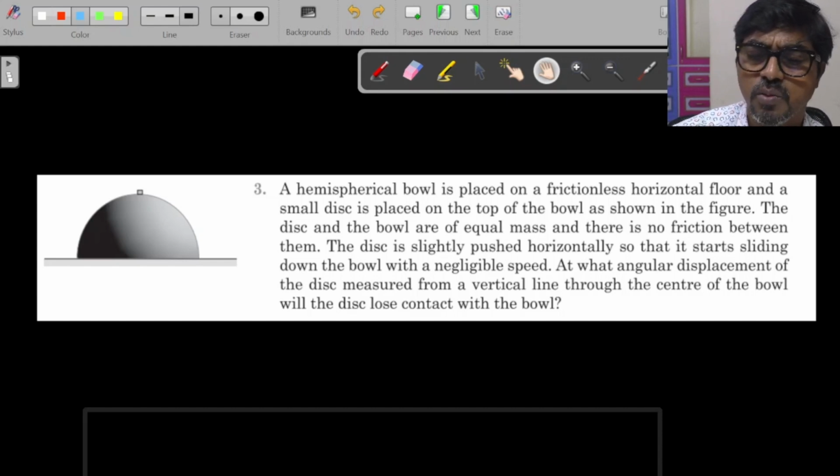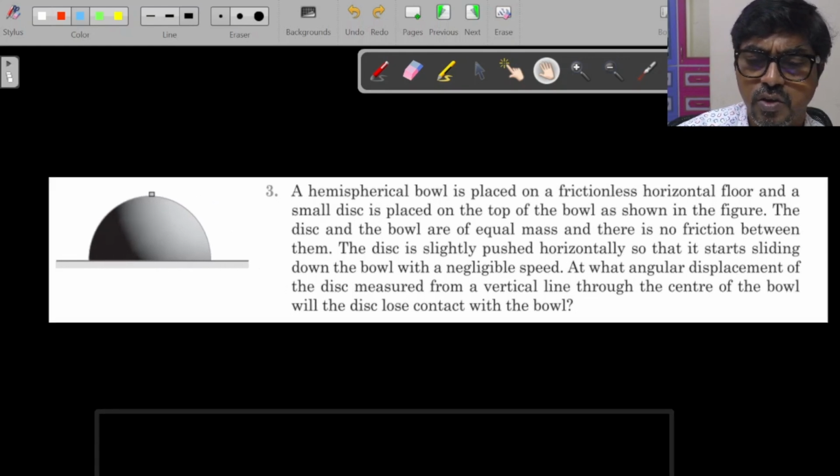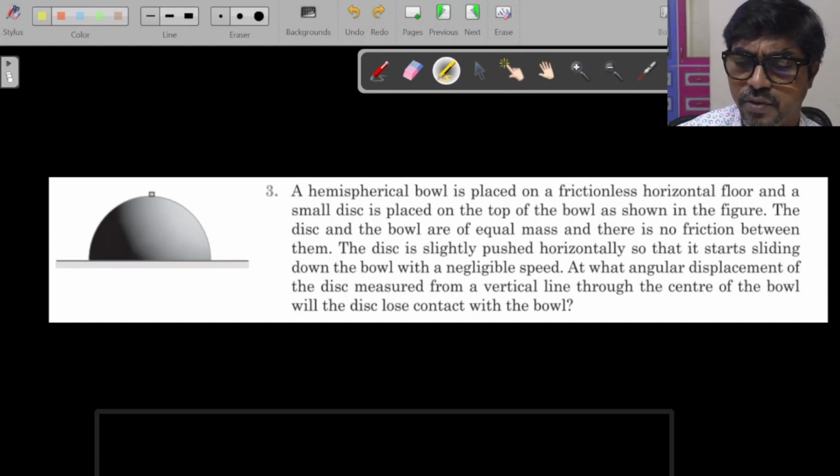A hemispherical bowl is placed on a frictionless horizontal floor. So this is the frictionless horizontal floor we have, and then we have a hemispherical bowl there. It is placed on a frictionless surface, and that is also a very important point. The disc and the bowl are of equal mass. So equal mass will simplify the equation a little bit, and there is no friction between them as well.